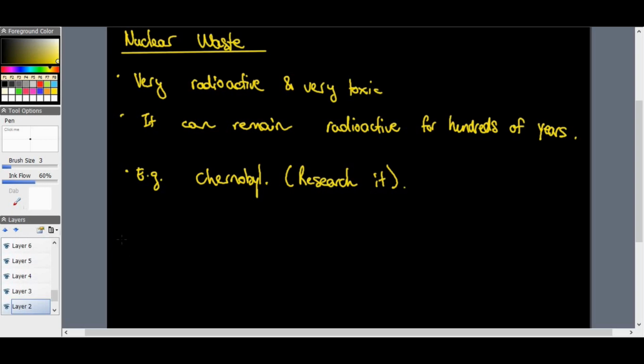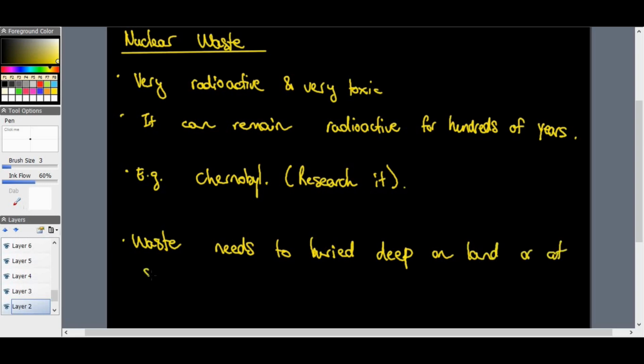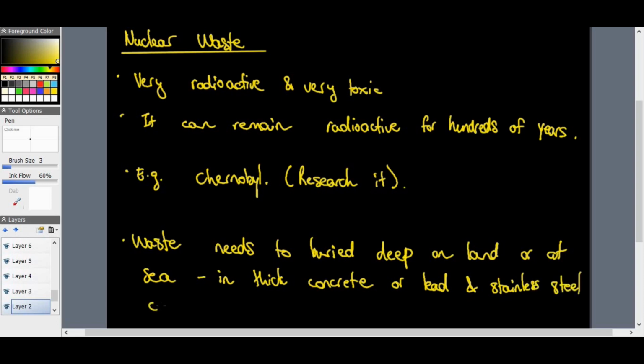To dispose of the waste from the nuclear reaction, it needs to be buried deep on land or at sea, in the ocean. It has to be buried extremely deep. And not just buried in the ground, but in thick concrete or lead, as well as stainless steel containers.